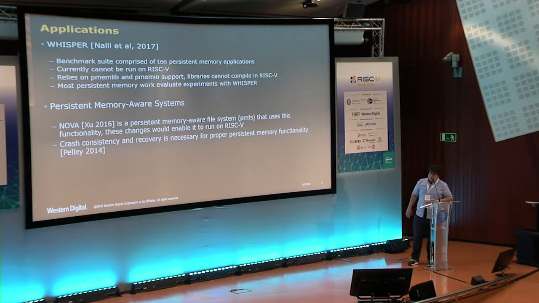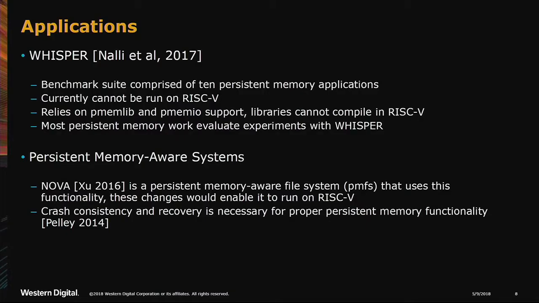Specifically, let's talk about some persistent memory-aware systems. More on the software side, NOVA is a persistent memory-aware file system. You may have seen PMFS, published in 2016. Basically, it relies on these instructions that I outlined to implement their file system. Additionally, crash consistency and recovery are very critical to guarantee consistency when you're dealing with persistent memory, as outlined in the paper by Pelley in 2014. So without these changes to RISC-V, none of this would work and persistent memory would not be possible.